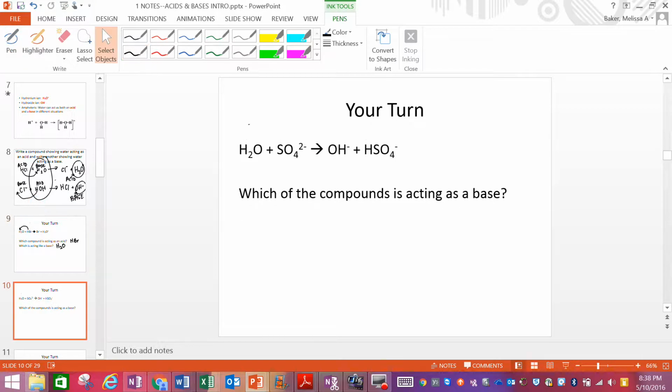How about here? What's acting as a base? Bases accept. So which one of these accepted a hydrogen? The SO4, the sulfate ion, is accepting a hydrogen.